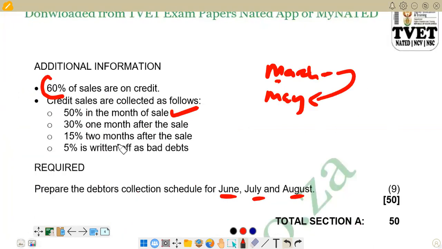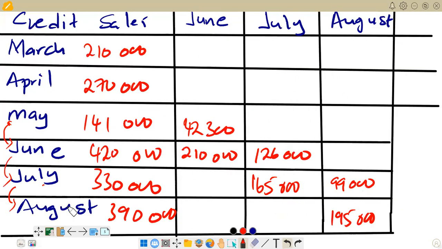We have 15% two months after the sale. What does it mean? If we are saying March, May, June, the credit sales for March, the 15% will be received two months after, which is 1, 2, so received in June. That is what is happening there. We are saying 15%. The month we are starting from is June, so you go to June, then you go two months back, 1, 2. So 15% of the April credit sales will be received in June after two months.